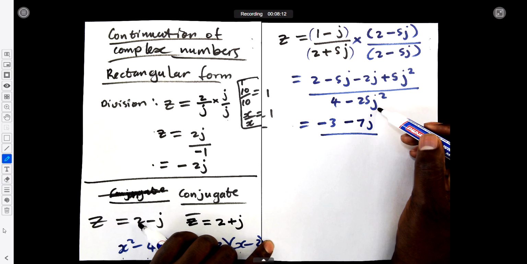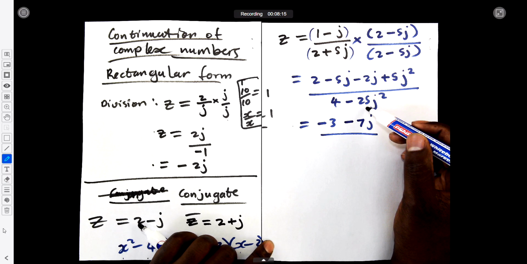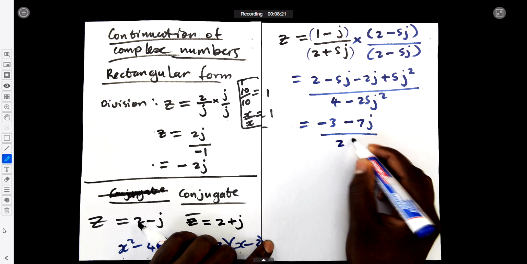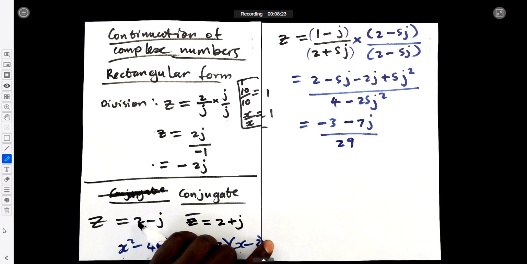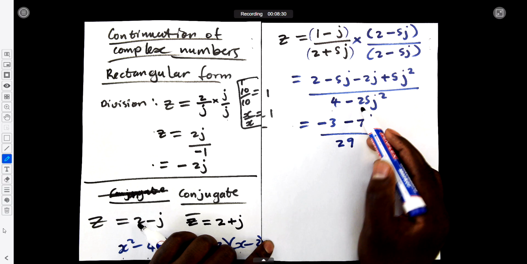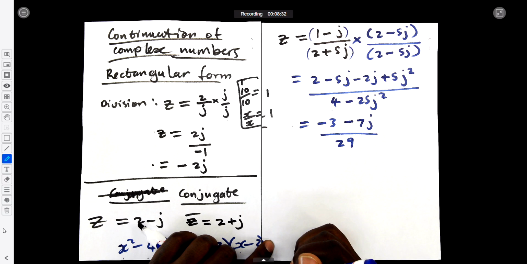I hope you know that j squared is minus 1 times the negative 25. It's positive 25. Then plus 4, where we're going to have 29. So 4 minus 25j squared is 29. J squared is negative 1 times negative 25, which is positive. Then we're done expressing our complex number.